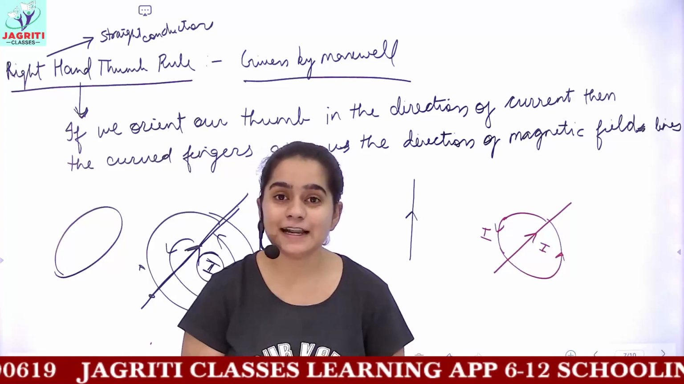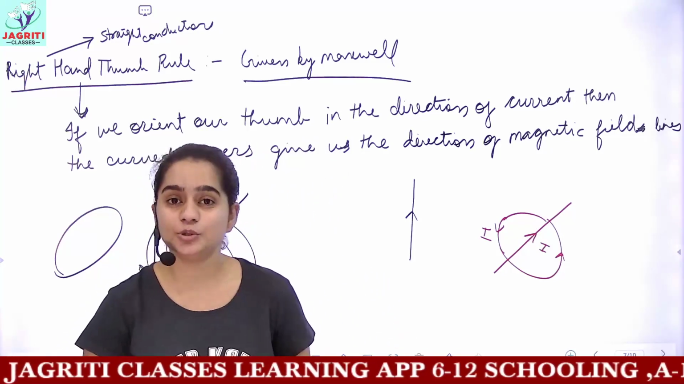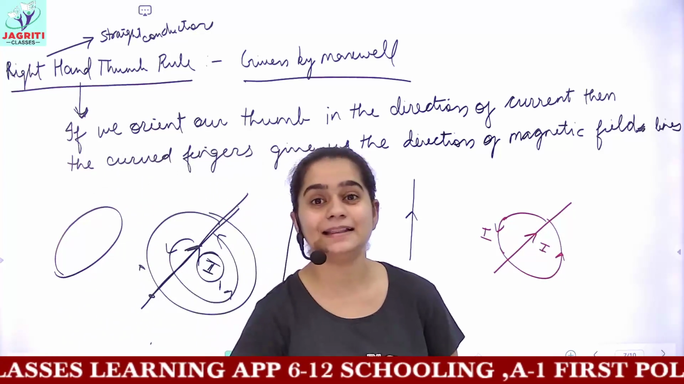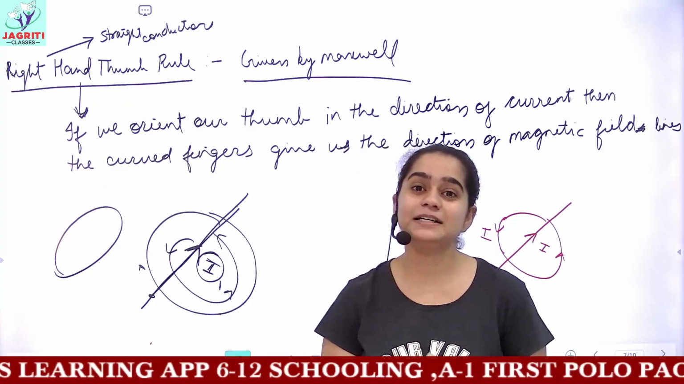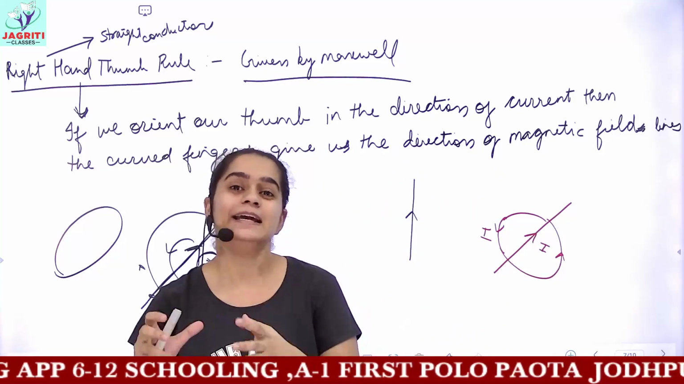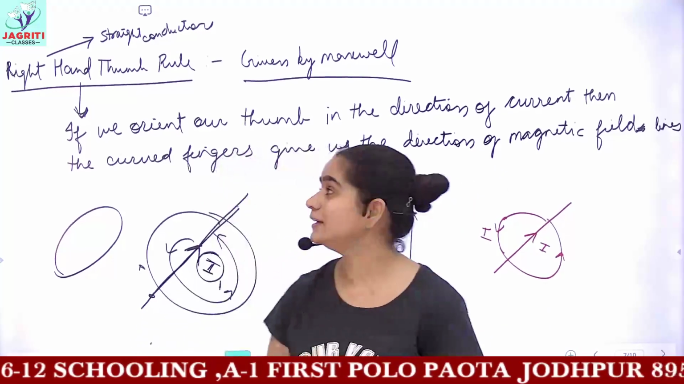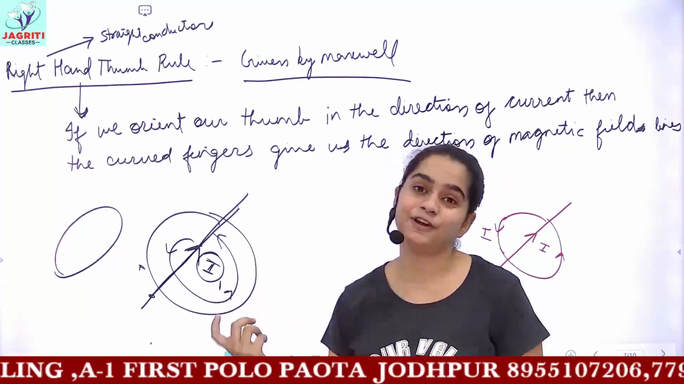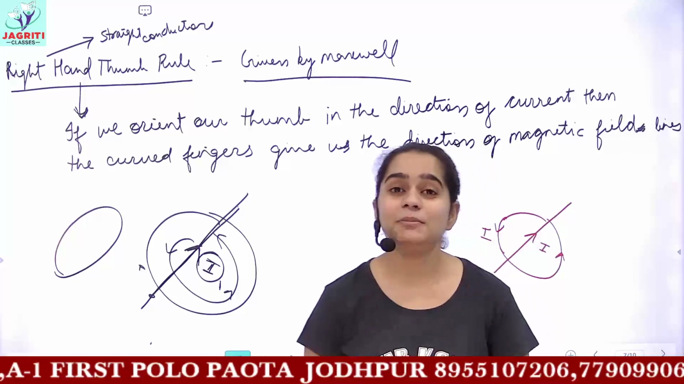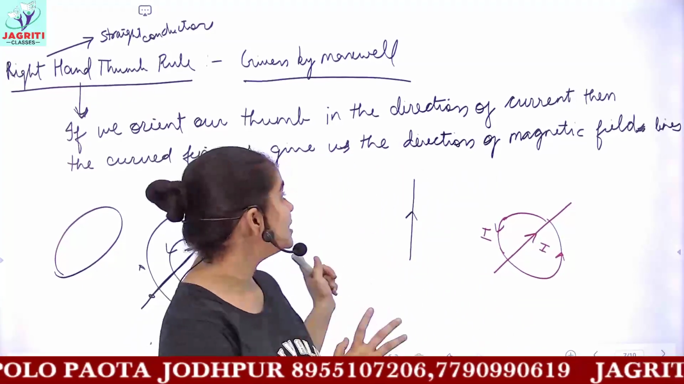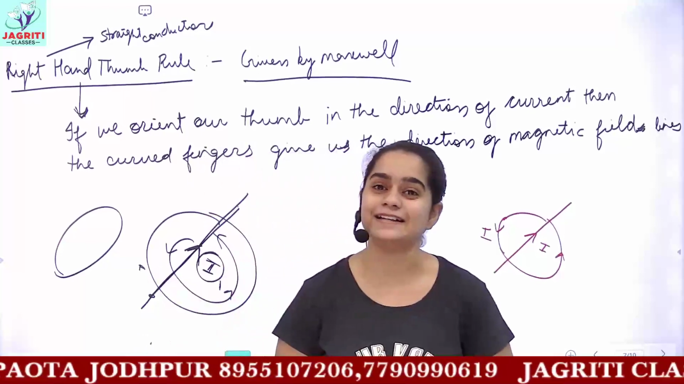So in our further lectures, we'll be discussing some more rules which are being given in this chapter, which are Fleming's right hand and left hand rule. And then we'll be discussing one more phenomenon which is known as electromagnetic induction. So before that, please do revise the concepts which are based on magnetic effects of electric current, and do remember the experiment done by Hans Christian Ørsted, and please practice the questions based on right hand thumb rule.